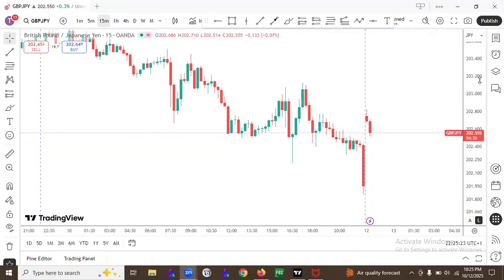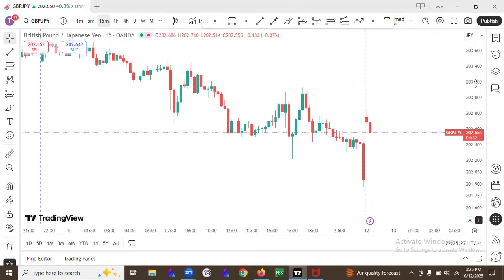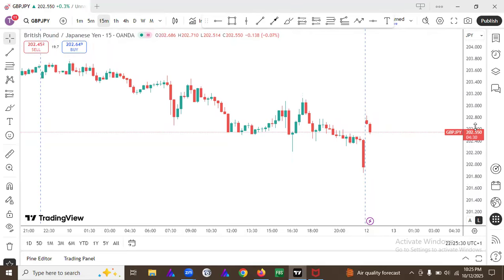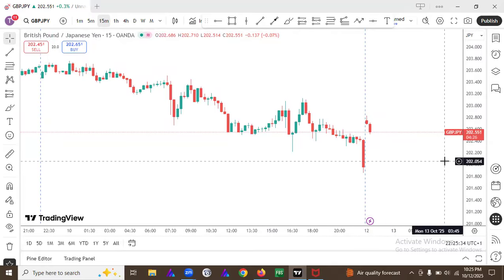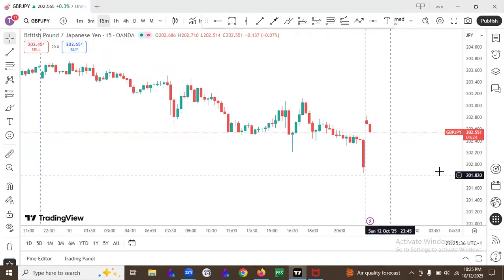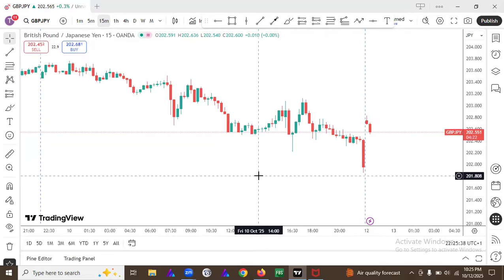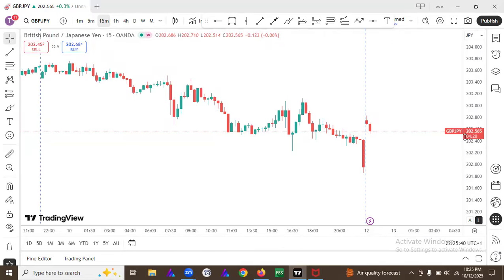I want to believe you've done your homework. You're fully prepared for this new week trading. Very important that as a trader, you have a plan. You need to create a plan. If you don't have a trading plan, you have planned to fail. Every professional and profitable trader has a plan before the market opens.